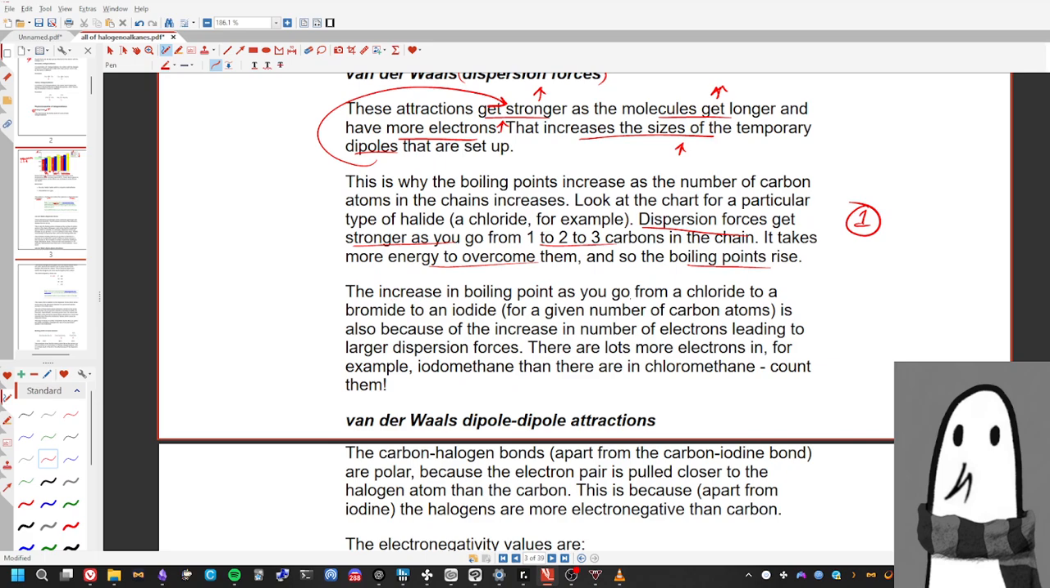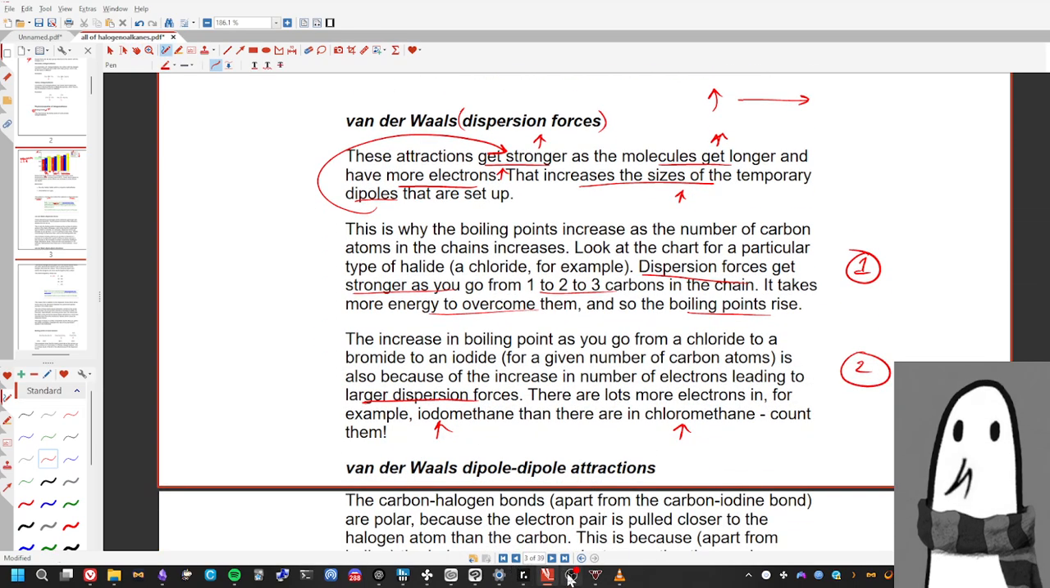Now, the increase in boiling point as you go from a chloride to a bromide to an iodide. Now we're talking about element to element rather than the size of the alkane chain. This is also an increase in the number of electrons because we're getting a bigger element. We're going down the group. So as the number of electrons increases, that also leads to larger dispersion forces. Of course, there are lots more electrons in iodomethane compared to chloromethane, because iodine is a larger atom than chlorine. So let's mention this as point number 2.